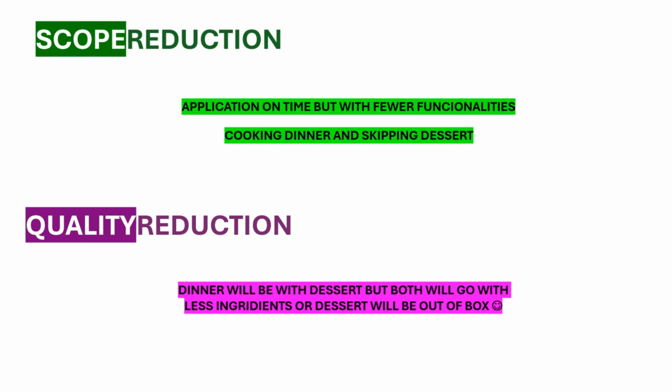So what do we have here? For instance, coming back to our example, dinner will be served with dessert, but both will go with less ingredients, or maybe dessert will be bought and it will be delivered out of the box. So maybe just simply ice creams instead of being homemade. But it will be delivered on time, whole dinner with the dessert.